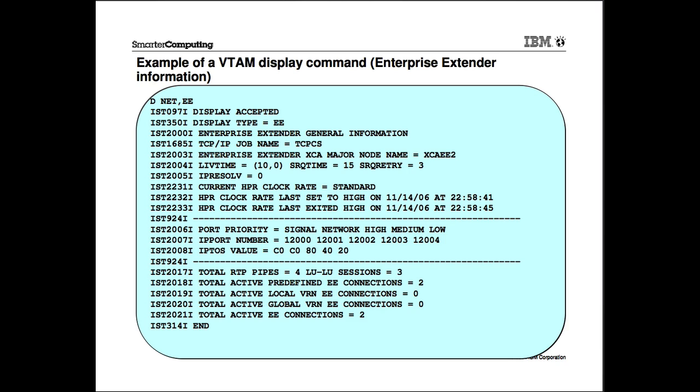Here's an example of a VTAM display command. This is D NET,EE. EE stands for Enterprise Extender, so this is showing you the Enterprise Extender information. Enterprise Extender is a very commonly used technology on VTAM because that's how you do SNA over IP.